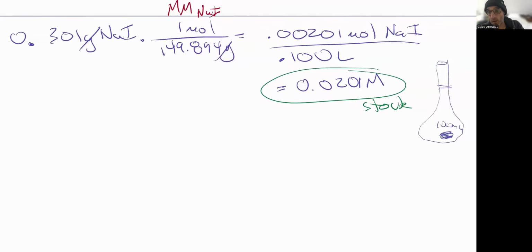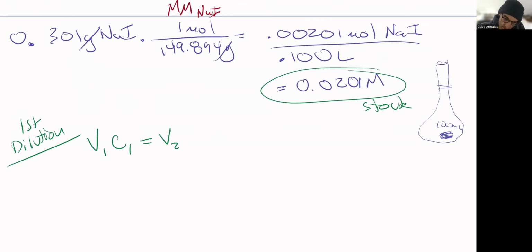Now every step of the way, we're going to see: is it possible to get to my target? Can I take a small quantity of my stock solution and get to my target? We're going to do this by doing a first dilution. Whenever we're doing a dilution, we use the equation M1V1 equals M2V2, any version of that. Concentration times volume equals concentration times volume. So my stock solution and my first dilution.